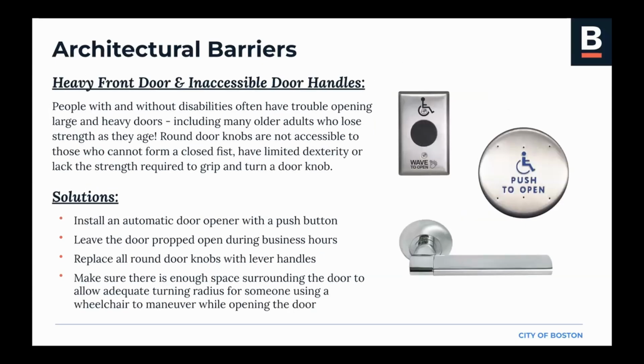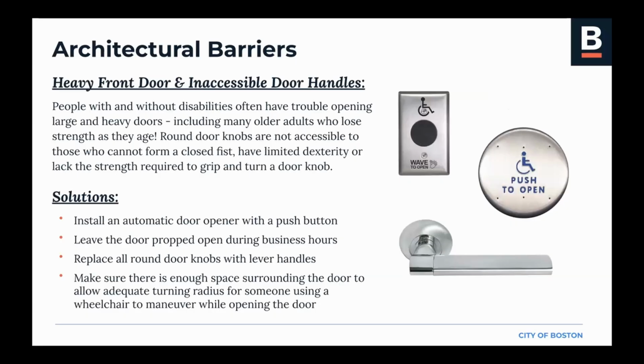So another barrier would be heavy front doors and inaccessible door handles. People with and without disabilities often have trouble opening large and heavy doors, including many older adults who lose their strength as they age. Round doorknobs are not accessible to those who can't form a closed fist, have limited dexterity, or lack the strength required to grip and turn a doorknob.